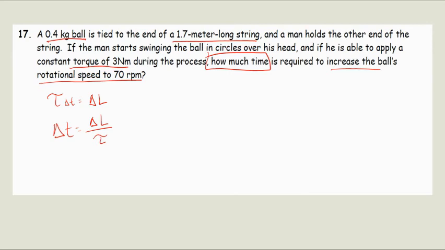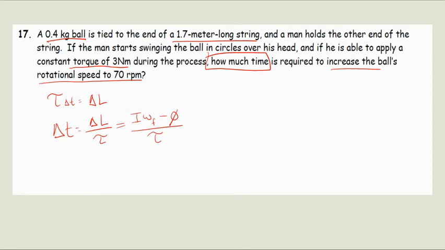A man holds the other end of the string. If the man starts swinging the ball in circles over his head, and if he is able to apply a constant torque of 3 newtons per meter, so he starts swinging it from 0, basically, I end up having I omega final minus 0, because we're basically starting from rest, divided by our torque.